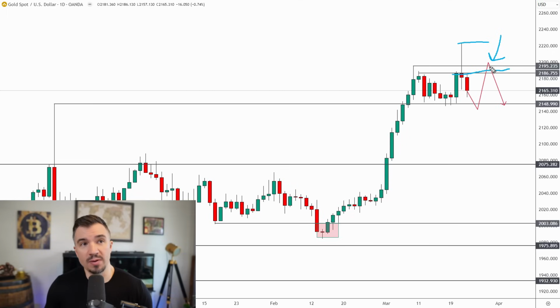But again, if we were to get the move up here and then the break below 2140, then shorts toward these two candles back here seem to make a lot of sense. But again, you've got to be careful. We do have a bullish move here from gold. These are new all-time highs, so you've got to be careful anytime you're shorting a market like that.